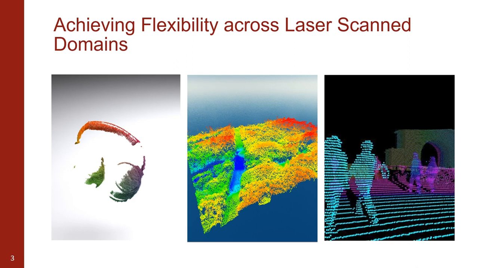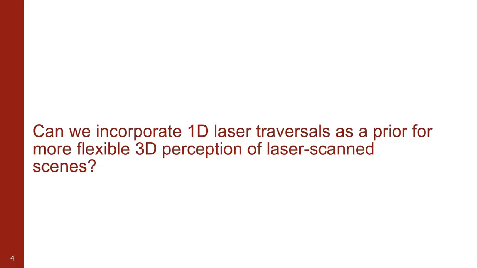We are interested in a method that can be flexibly applied to the various domains that use 3D laser scanners, including but not limited to high-quality scanning of individual objects, scanning large outdoor terrain, and autonomous driving. Our core research question in this work is, can we incorporate 1D laser traversals as a prior for more flexible 3D perception of laser scan scenes?